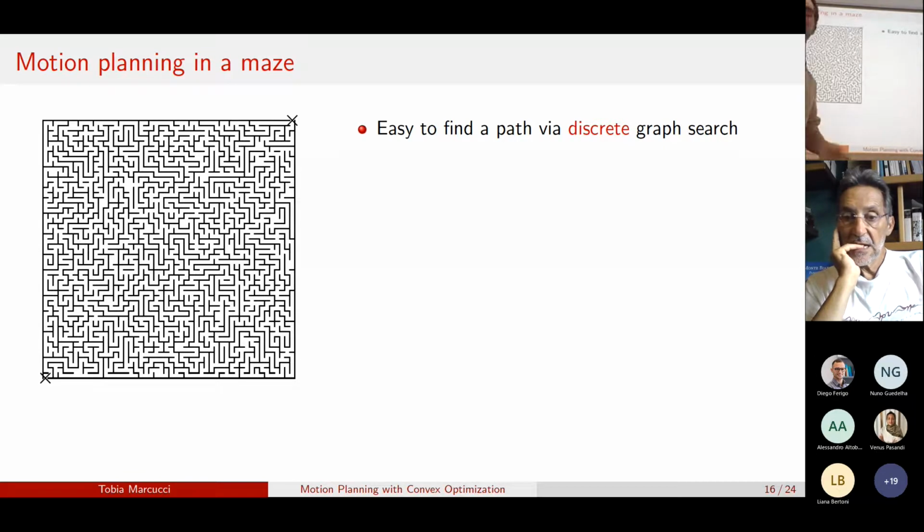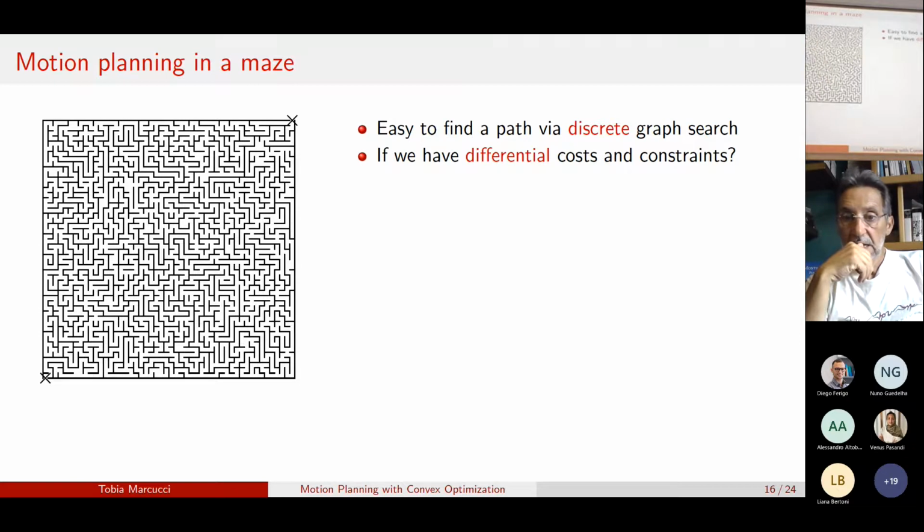But this is not really the kind of problems we want to solve because we are not only interested in finding a path, a discrete path through the graph, but sometimes we have differentiability constraints. If it's a UAV that flies through this environment, for example, you want the trajectory to be differentiable 4 times. So not any turn can be taken at a certain speed, or maybe it requires too much thrust.